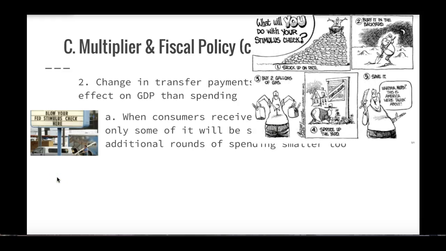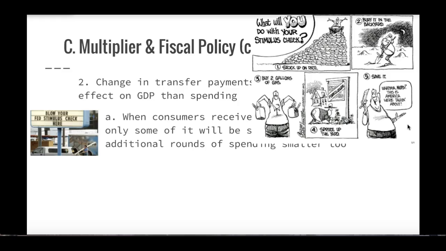Okay, so this cartoon in your book was actually very pointed. It says, "What will you do with your stimulus check?" It says, "Stock up on rice," as a joke, considering a lot of different things. "Bury it in the backyard." Buy 2 gallons of gas. Remember, gas prices were really high at that time. Spruce up the yard. Notice it says foreclosure because the housing market was crap then. It says, or save it. And the guy says, what are you, nuts? This is America we're talking about. So obviously, we spend most of it. We save very little. However, we do save some.